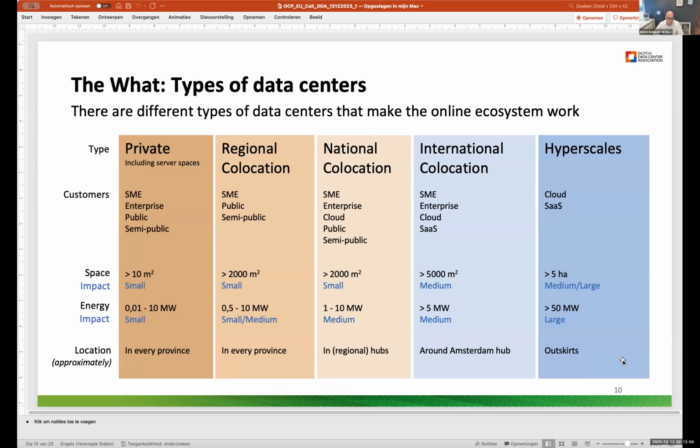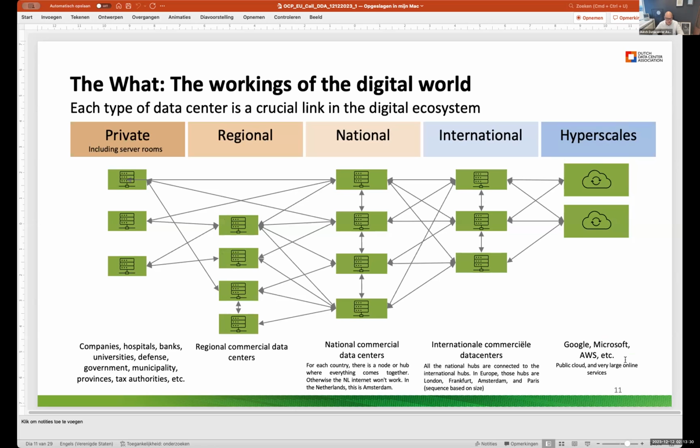So basically also explaining the types of data centers. From private to hyperscales, what the different things are, who the customers are, what the impact is, what the space dimensions are, and where they are located. So creating overviews of how the industry is made up, also in terms of how they connect to each other. So you need regional data centers to make the digital ecosystem work, but also the hyperscales, the international data centers, where the hubs are, and how they connect to national hubs. So an overview of, again, how the infrastructure, the ecosystem is connected.